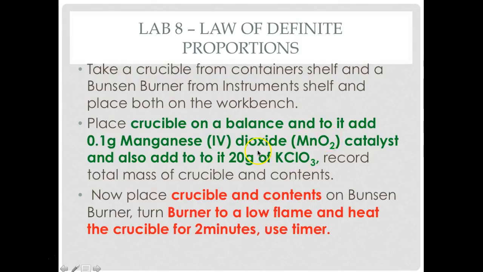That will be your first weight, and then you're going to also add to it your 20 grams of the potassium chlorate, okay. And then you're going to record that mass of the crucible and the contents, all right. Now bring that Bunsen burner under this, place this crucible and contents over the Bunsen burner, and have it on a low flame and heat the reactant, which is the 20 grams of potassium chlorate, for 2 minutes. So you can use the timer at the bottom of your screen, or you can use your cell phone timer, okay.